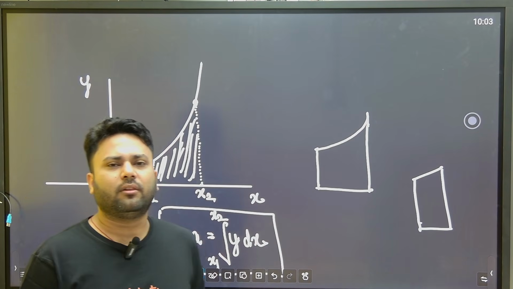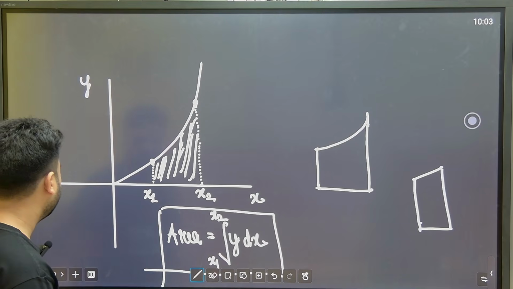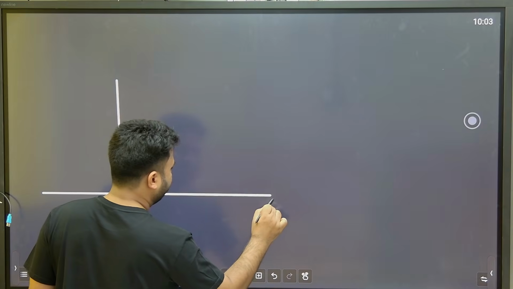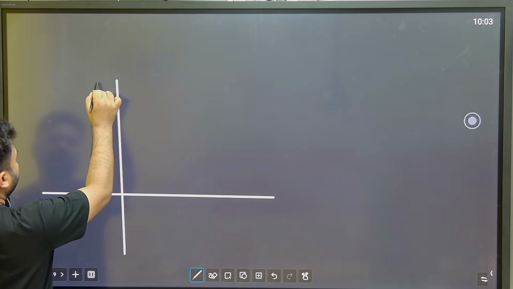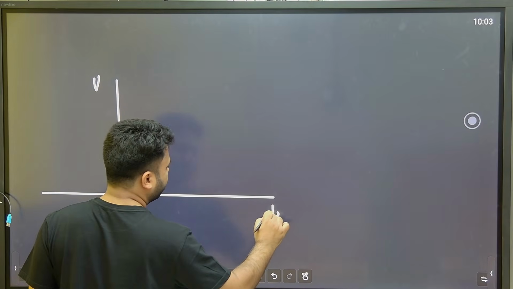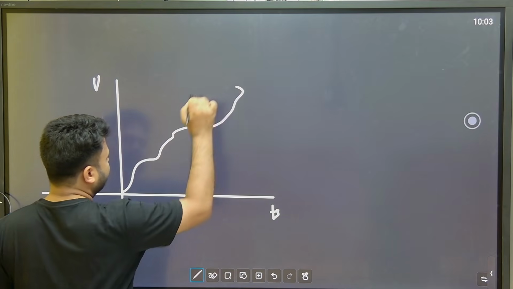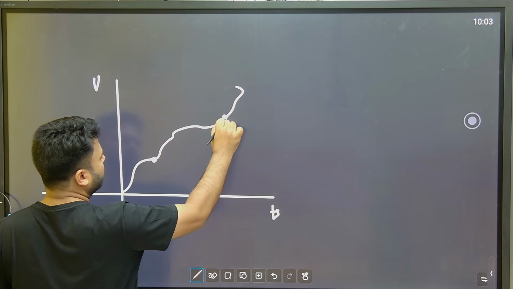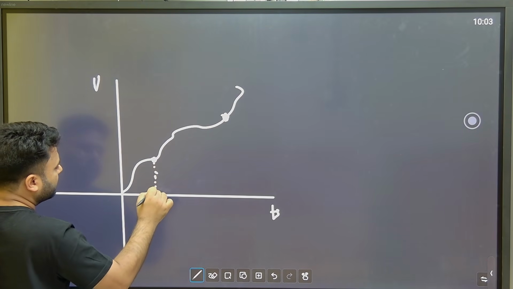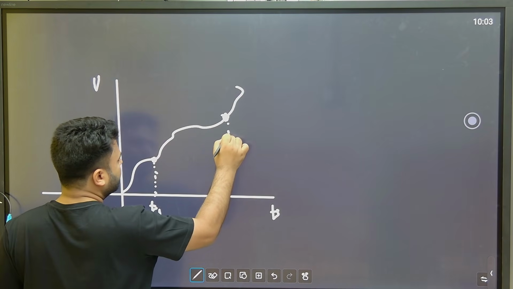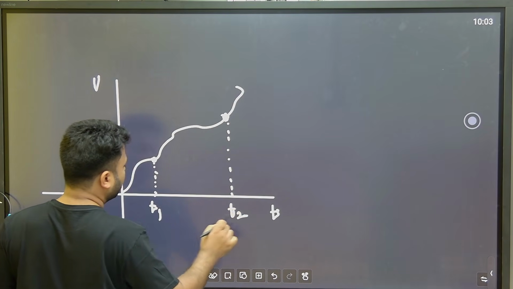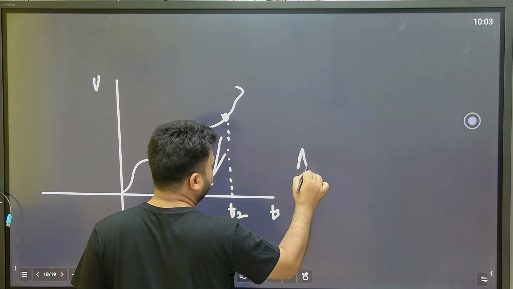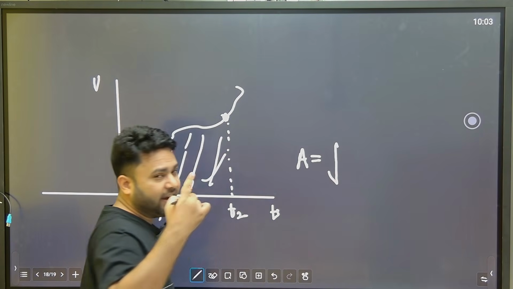We will learn integration and all, but first see the pattern. Similarly, if someone asks, see, the pattern is very important. This is a V-T graph, and they have given a graph like this. They are asking, from this point to this point, what is the area under the graph? Suppose this is T1 and this is T2. So how will we write it? See the pattern. The area will be the integration of y dx.